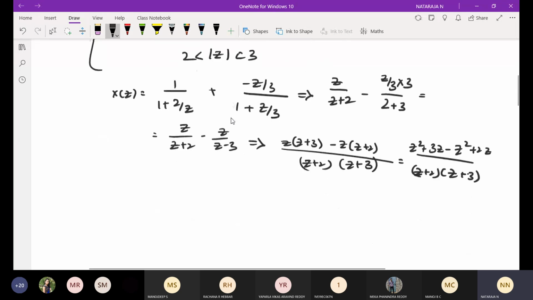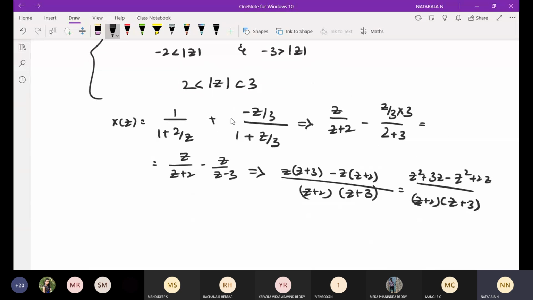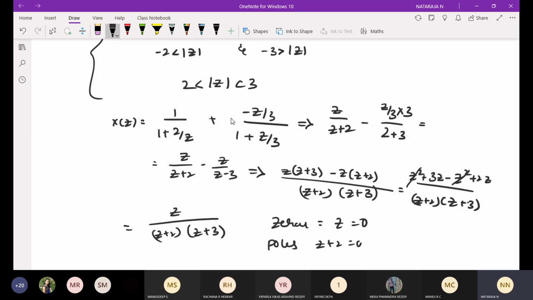Further simplification, what will you get? The z square terms cancel, and 3z minus 2z leaves z. You will get z divided by z plus 2 into z plus 3. Now we can find zeros and poles. With respect to the numerator, the zero is where z is equal to 0. For the poles, z plus 2 is equal to 0, so z is equal to minus 2, and z plus 3 is equal to 0, so z is equal to minus 3.